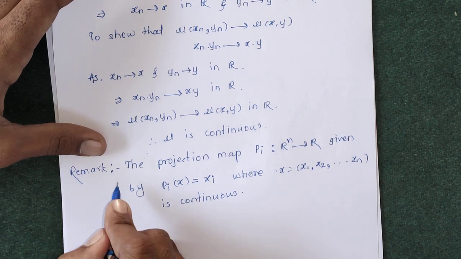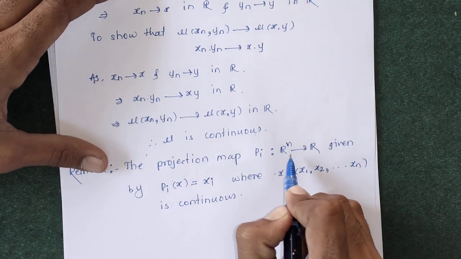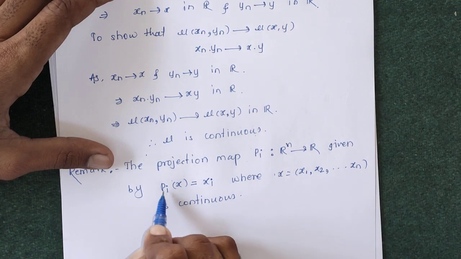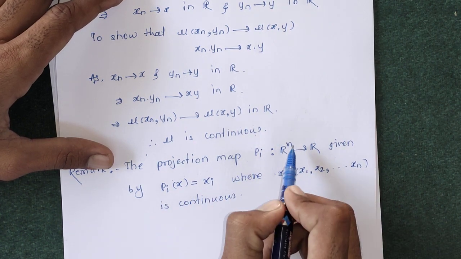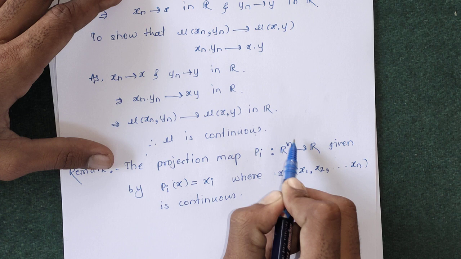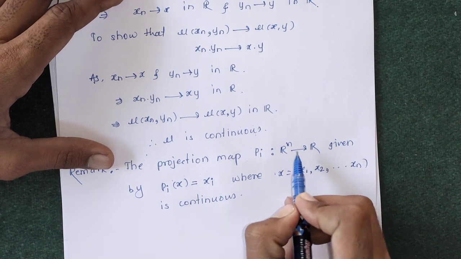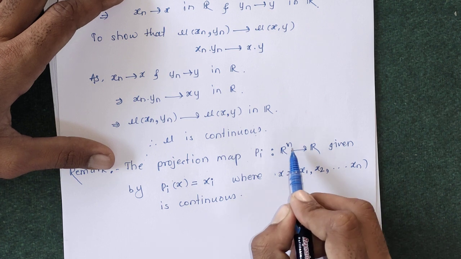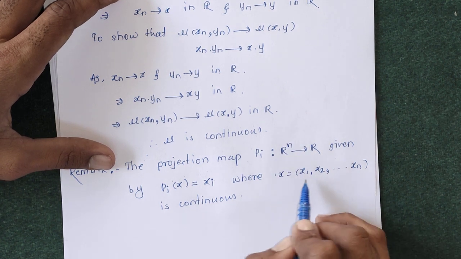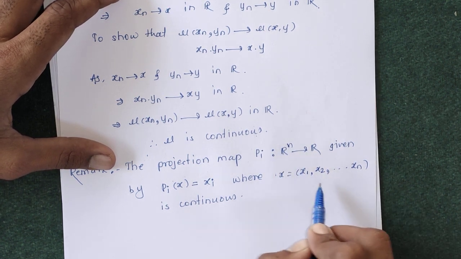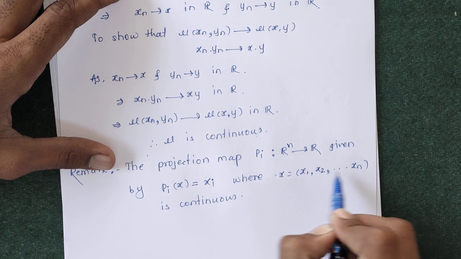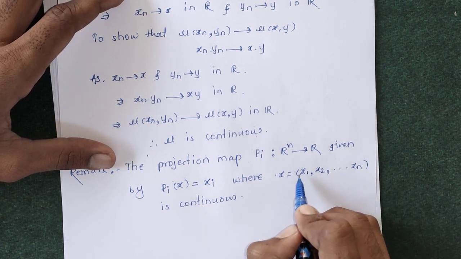If you have to prove this in the exam, then the function is given by pi of x is equal to xi. You have to consider one convergent sequence in R raised to n. Suppose xn is a sequence in R raised to n that converges to x. The elements of xn are n-tuples of this form, x1, x2 up to xn. We will denote that sequence.